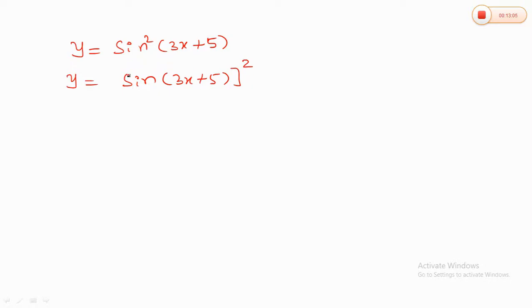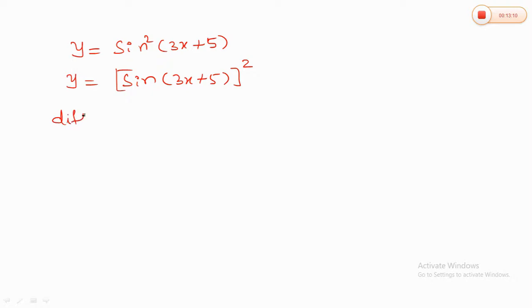So now consider the problem, y equal to sine square 3x plus 5. So already I have solved this one. Therefore rewrite this as sine of 3x plus 5, bracket raised to 2, that is f(x) raised to n.